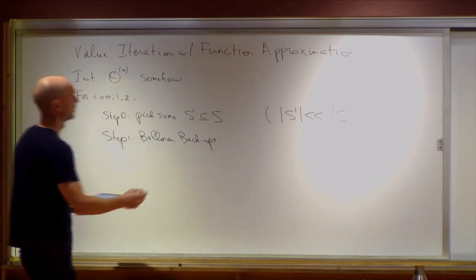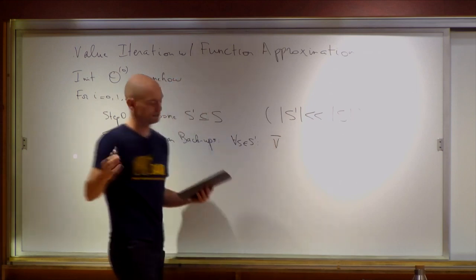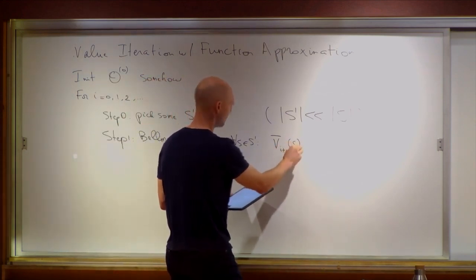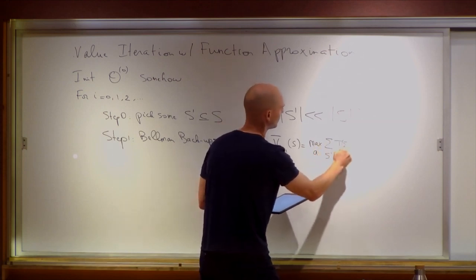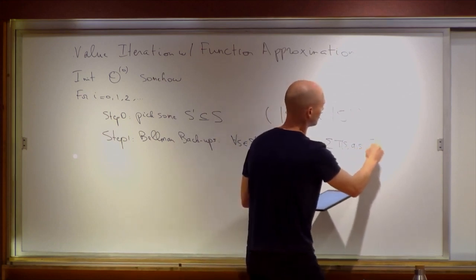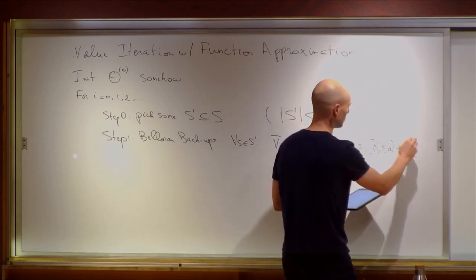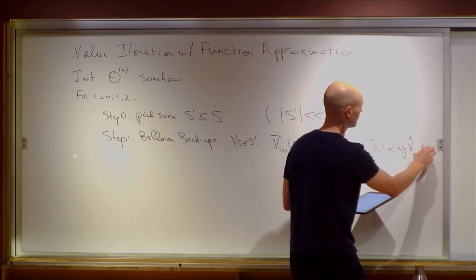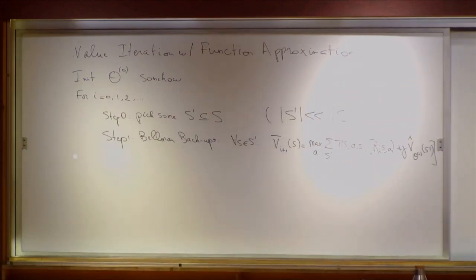What does that mean? For all s in S prime, we compute, I'll call it v bar, just to show that it's not the same v as over there: v bar i plus 1 of state s is equal to max over actions of the sum over s prime of T(s, a, s prime) times R(s, a) plus gamma v theta i, sorry, v hat theta i of s prime, because we don't have v i over here. So it's the same as the equation we have over there. The only difference is that instead of having the actual v i star available at state s prime, we need to rely on our current estimate v hat theta i.